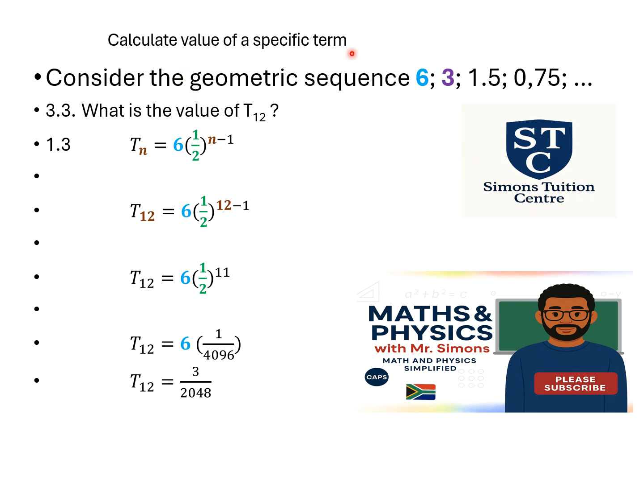Calculate the value of the specific term. Consider the geometric sequence. What is the value of term 12? So again, Tn equals 6 times half to the power n minus 1, which you found in the previous slide. Term 12 would then equal 6 times half to the power 12 minus 1. So that's half to the power 11, which gives me 1 over 2048 times 6. And if I multiply 6 over that, it simplifies to 3 over 1024.